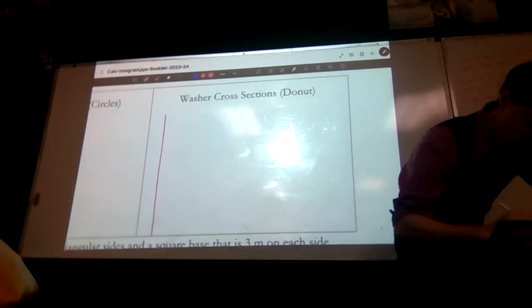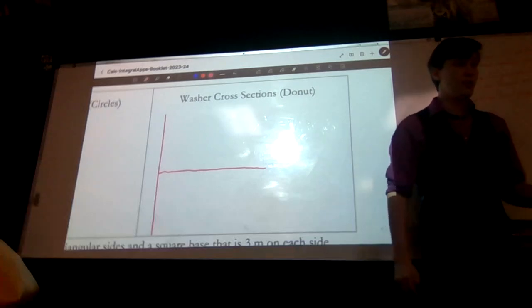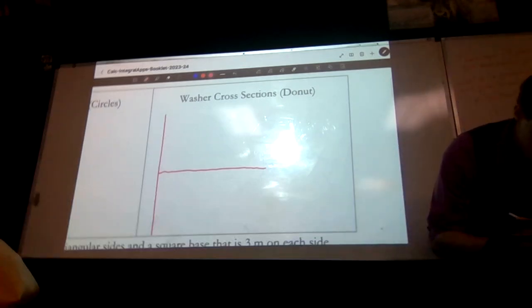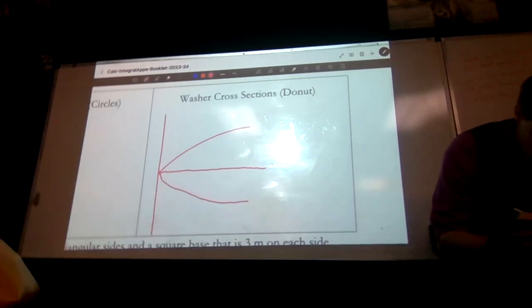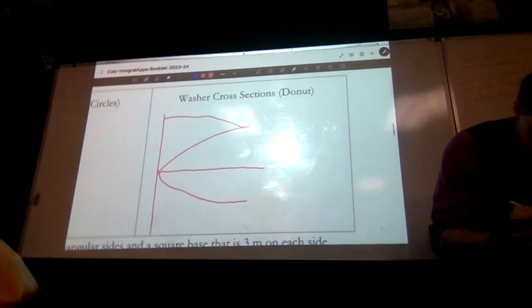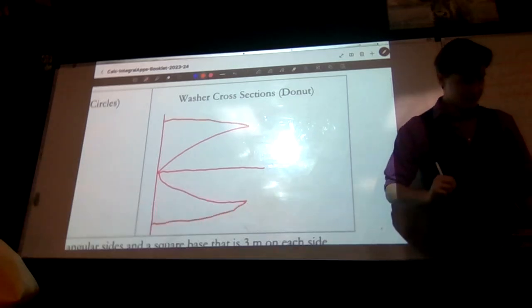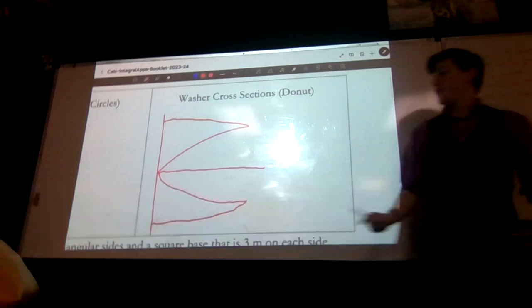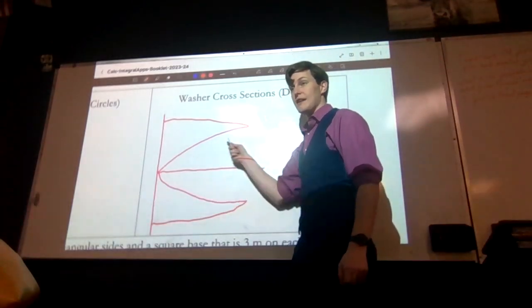This is the washer cross section. All right, let's see if I can do it. This is where you need to have multiple functions. So let's say we have this function here, and then we have this function here. Actually, I'll do this in a different color. That'll work out well. Okay? Now, if you look at this, this is our empty space right here.